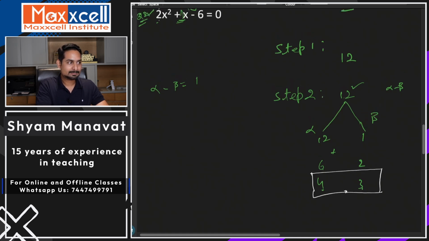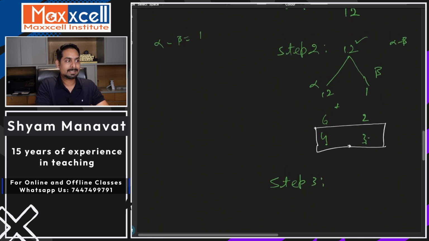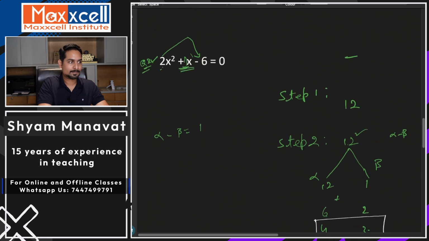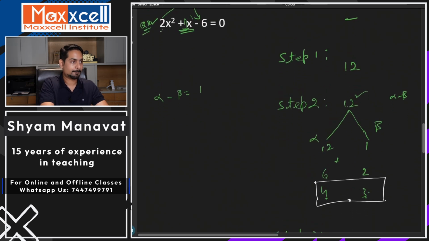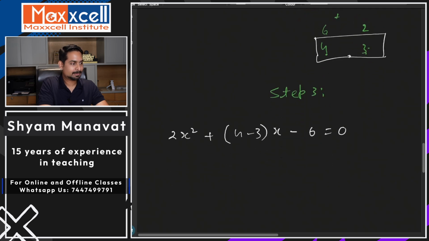So step number 1 is clear, step number 2 is clear. Now step number 3. Using this 4 and 3, you split the middle term. How do you split the middle term now? You will say this is 2x square plus, instead of 1, you will write 4 minus 3, x minus 6 equals to 0. Open this bracket, you get 2x square plus 4x minus 3x minus 6 equals to 0.